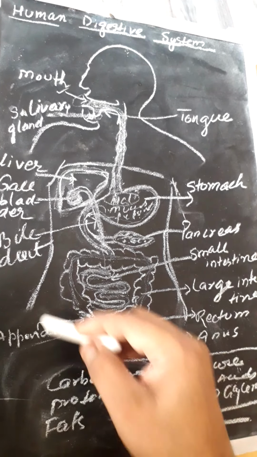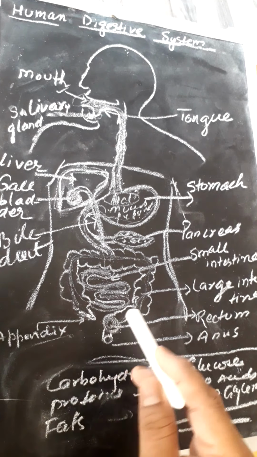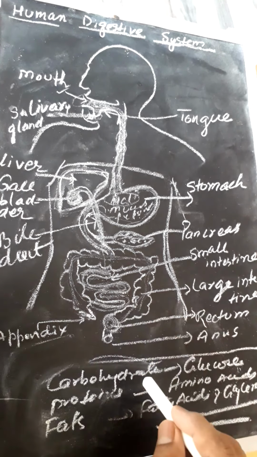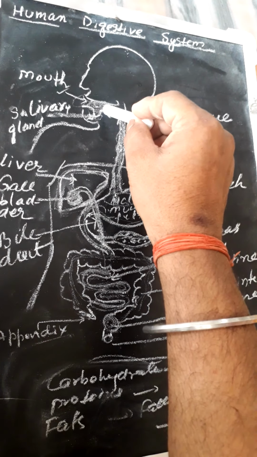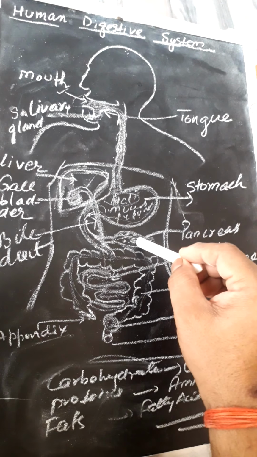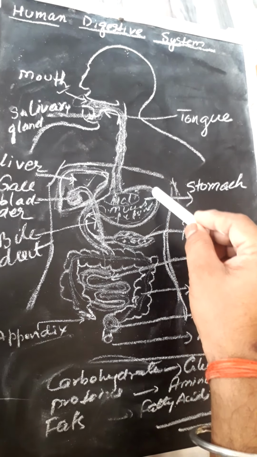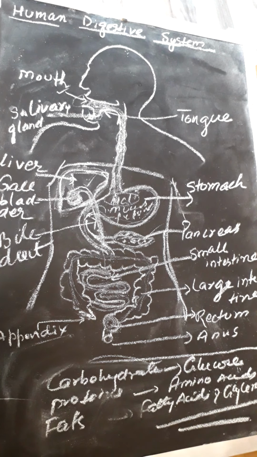In this way, we have seen this digestive system where digestion of food takes place, absorption of food takes place, and digestion of food is helped by other glands also, such as the salivary gland, liver, this pancreas, and we have gastric glands in the stomach also. In this way, digestion of food takes place in the human body.